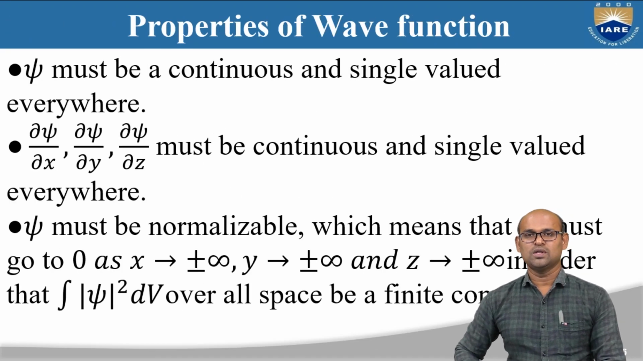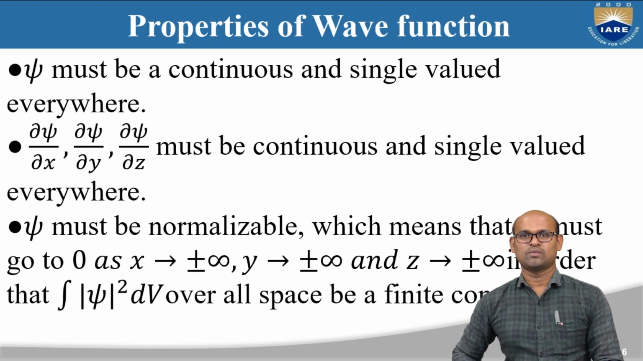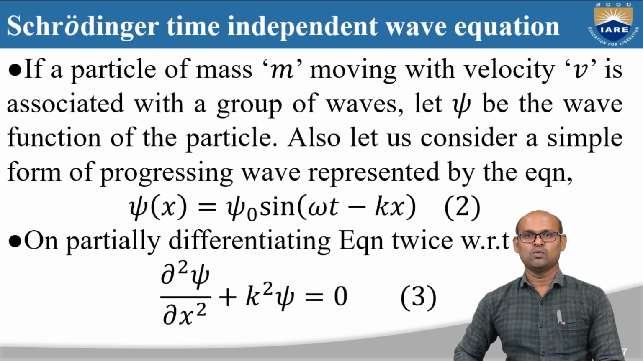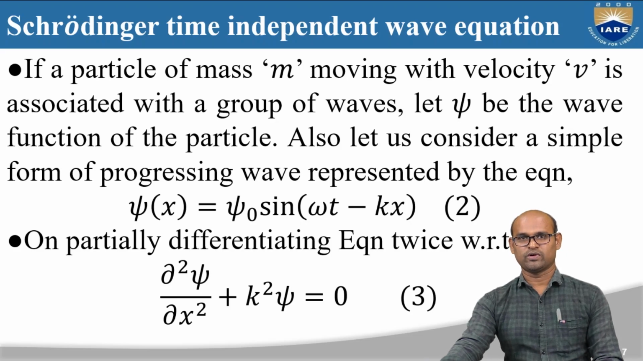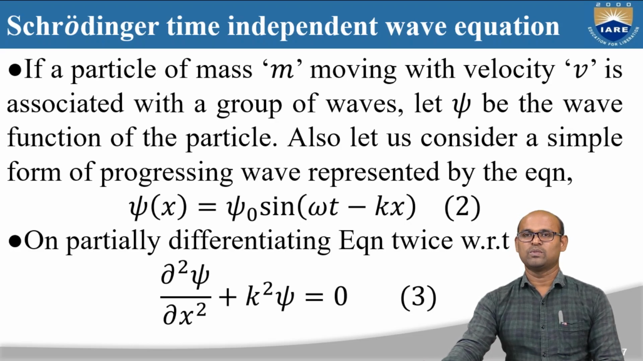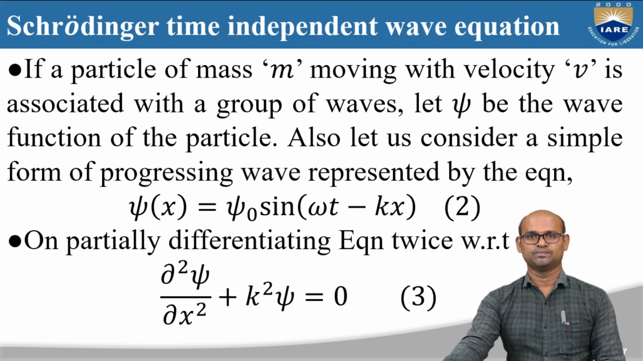So now that we know all the limitations and properties of the wave functions, we are going to derive the Schrodinger time independent wave equation. One can generally have a time dependent wave equation to study the dynamics, but here we are not doing the time dependent wave equation. Here we are looking at only the time independent wave equation. Schrodinger solved both time dependent and time independent wave equations of the quantum particle, but here we are discussing only the time independent wave equation.